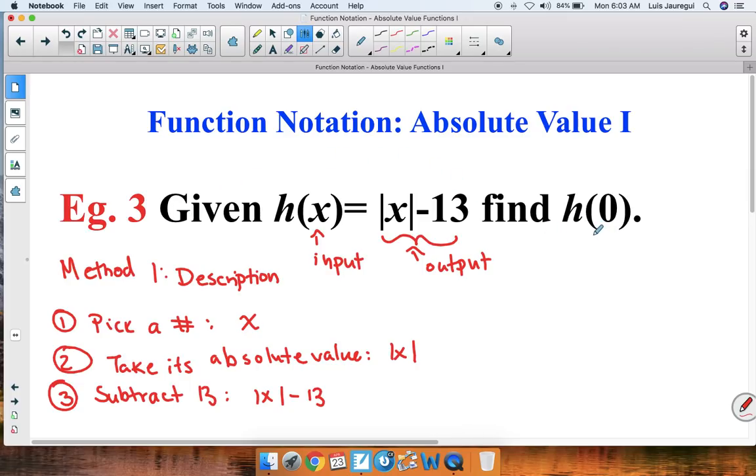Now, since we're interested in h of 0, we know that the input, or the number that we're going to start with, is 0. So pick a number. Well, we're going to pick 0. Then take its absolute value. So we have absolute value of 0 is equal to 0. And lastly, subtract 13 from it. So we have 0 minus 13, which is negative 13. Therefore, we can conclude that h of 0 is equal to negative 13.